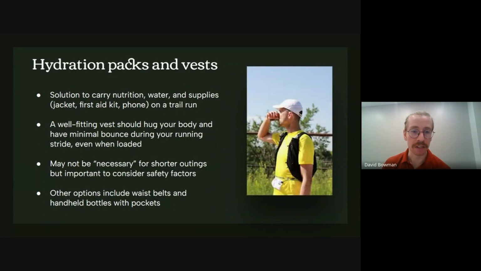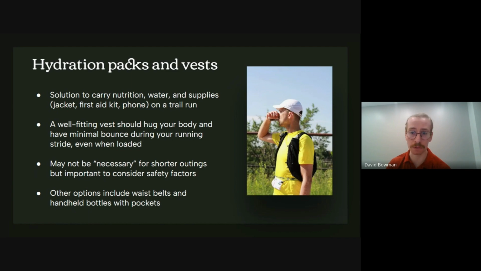We talked a little bit a second ago about solutions for carrying equipment on a trail run. So this is your hydration pack or your vest. This is a really good way of carrying supplies like your jacket, your first aid kit, your phone, your food and water for a longer outing. A well-fitting vest should ideally hug the body and form to it and have pretty minimal bounce during your running stride, even when it's fully loaded.